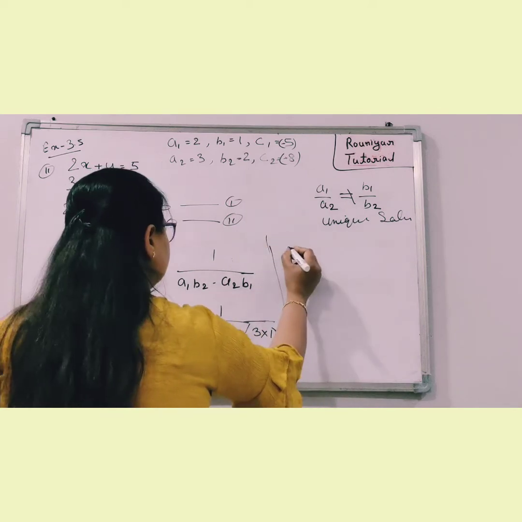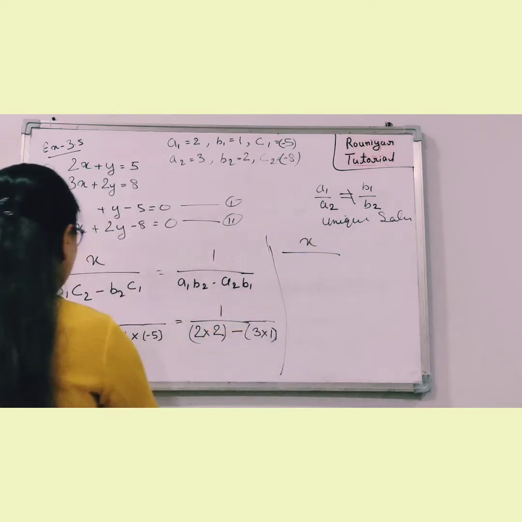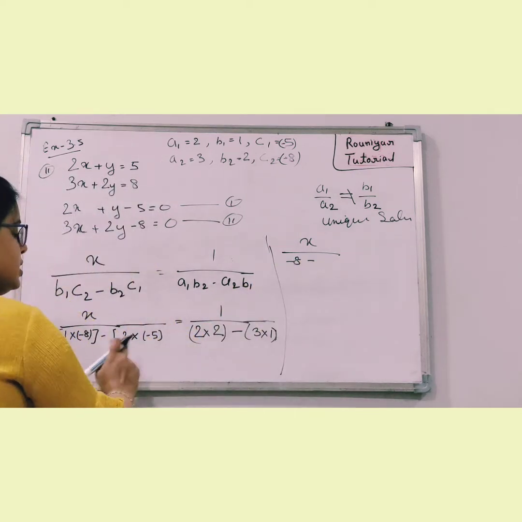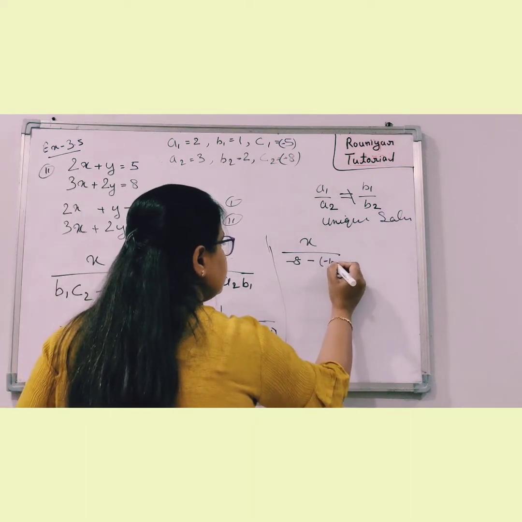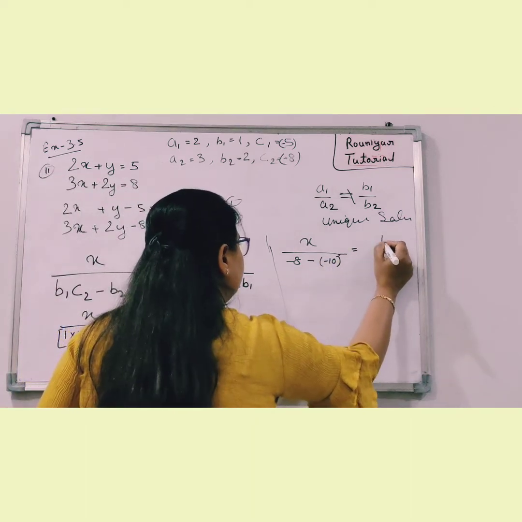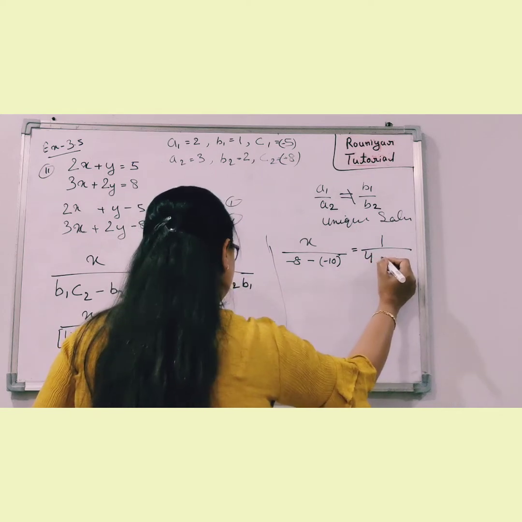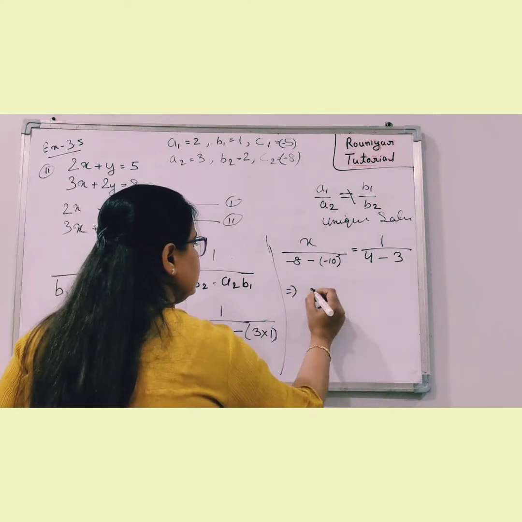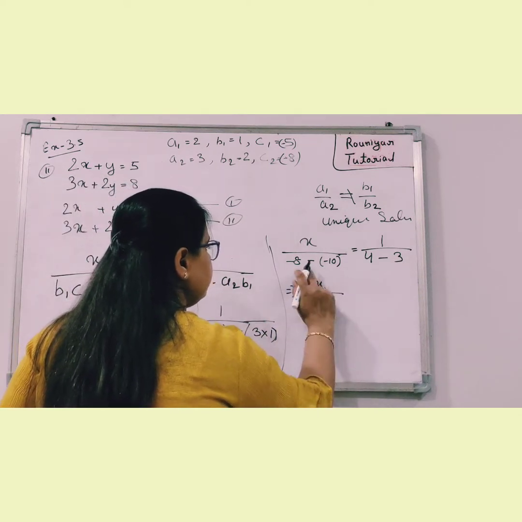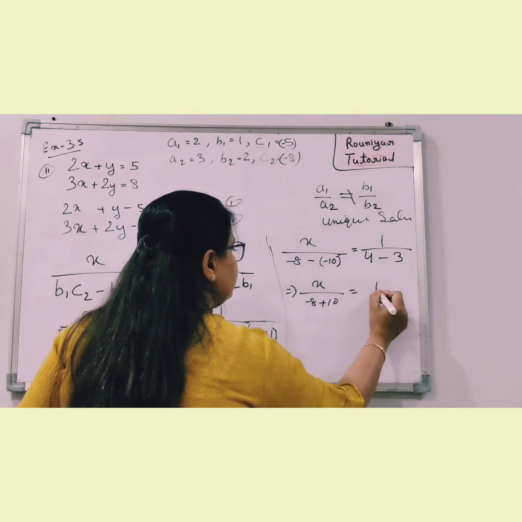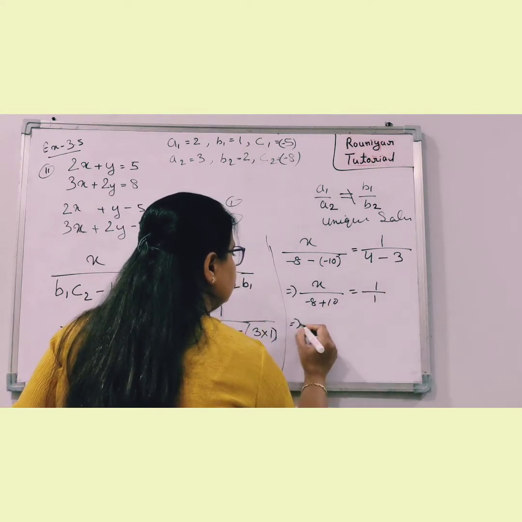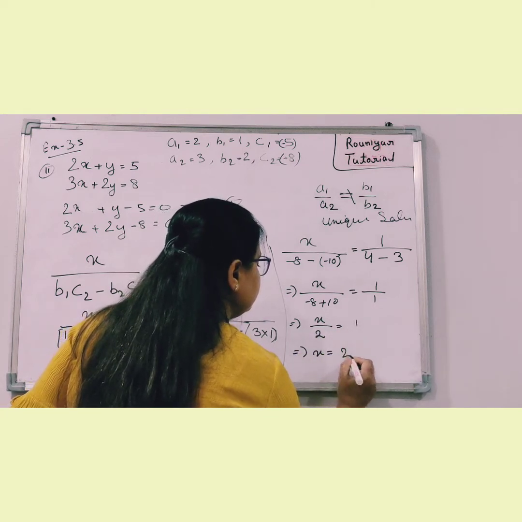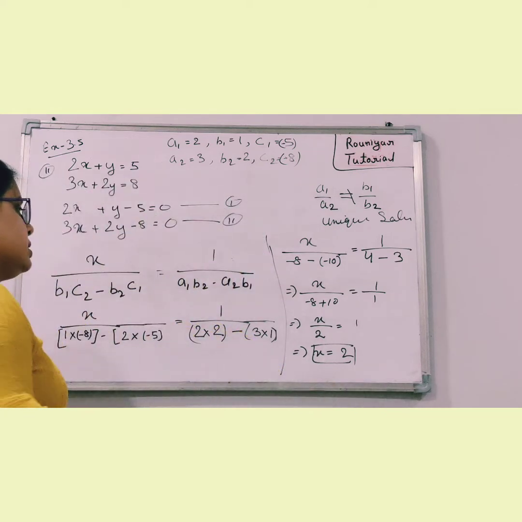So x by 1 into minus 8 is equal to minus 8 minus 2 into minus 5 is equal to minus 10 is equal to 1 by 2 2s are 4 minus 3 into 1 is equal to 3. So this implies x by minus 8 plus 10 is equal to 1 by 1. So x by 2 is equal to 1. This implies x is equal to 2. So the value of x is 2.